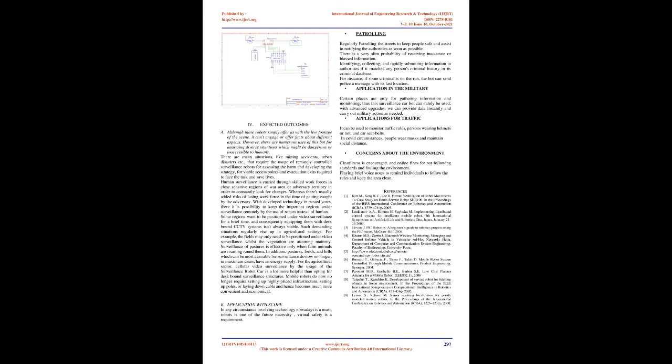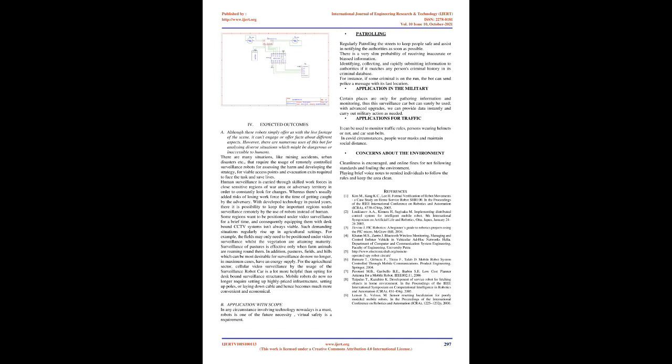In addition, pastures, fields, and hills which are most suitable for surveillance do not, in most cases, have an energy supply. For the agricultural sector, mobile video surveillance by using the surveillance robot car is much more helpful than opting for stationary surveillance systems. Mobile robots do not require setting up highly priced infrastructure, setting up poles, or laying down cable, and hence become much more convenient and economical.